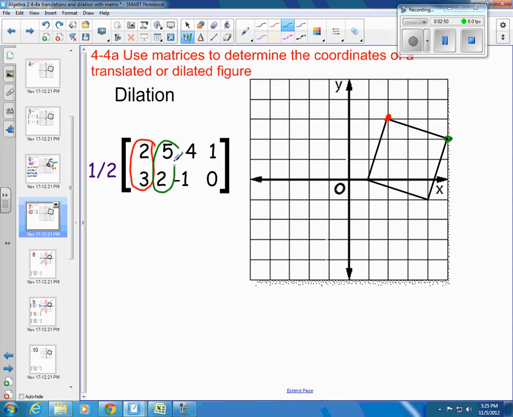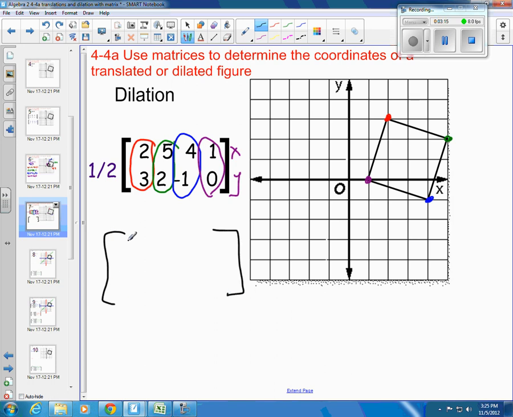There's our point 5, 2. And we've got our point 4, -1. There's our point 4, -1. And our last point 1, 0. And we put them in a matrix where the x's are on top and the y's are on the bottom. And when you do a scalar multiplication, you're actually multiplying every single element by 1/2, which then would give you a resultant matrix.